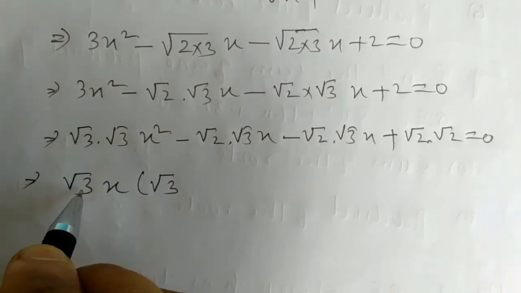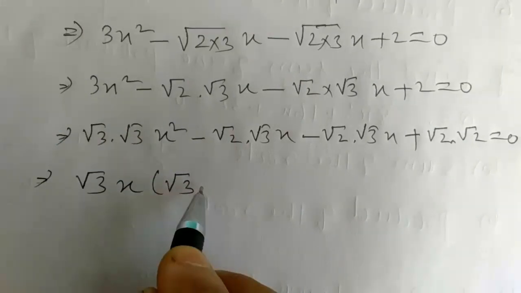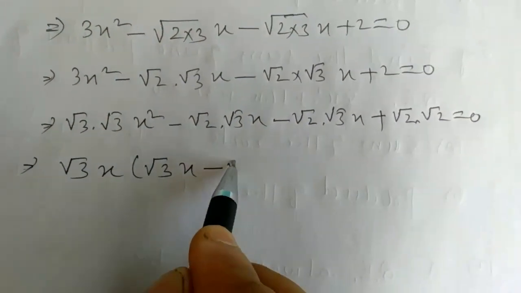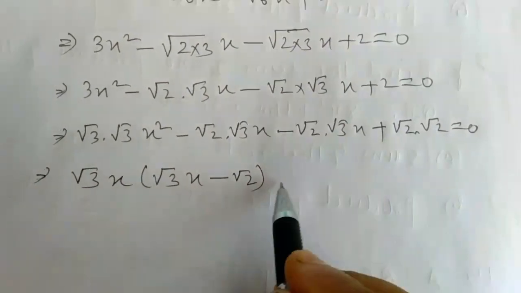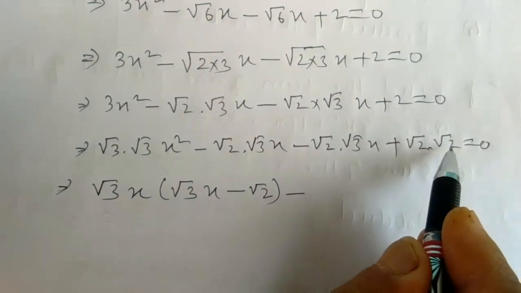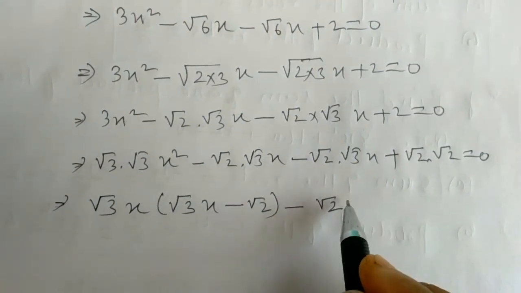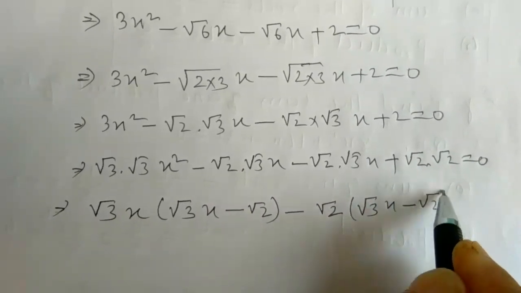From here we have taken 1 root 3 outside, so 1 root 2 will remain, 1 root 3 will remain, then 1x will remain, minus. Here root 3x taken out, only root 2 will remain. Similarly, we have to take common from the last two terms. If you take common, there is only one common, that is root 2. Root 2, if you take common, root 3x minus root 2 will remain.